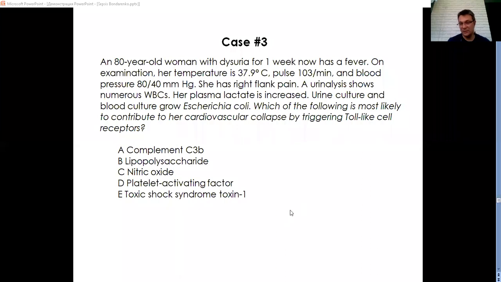Okay, what is the answer here? D? No, what's that? D, platelet activating factor. Okay, toll-like receptors perceive the appearance of first wave mediators. That's the PAMPs, pathogen-associated molecular patterns. What could it be?